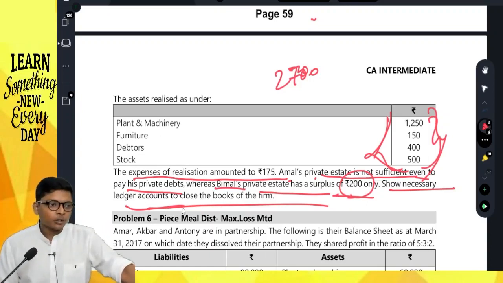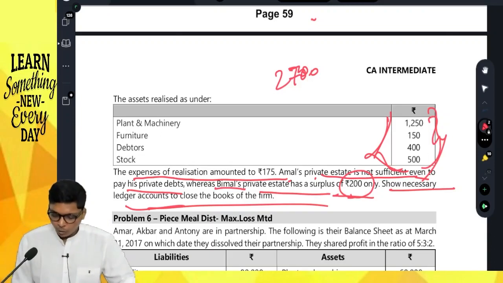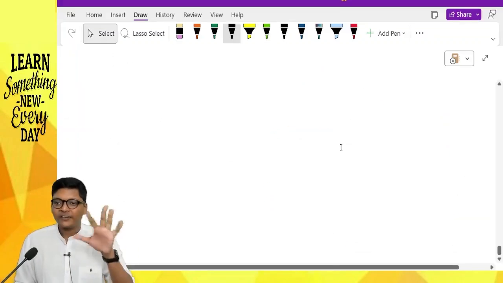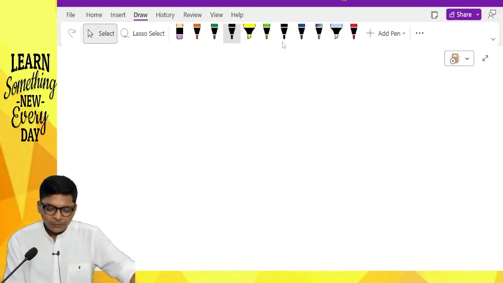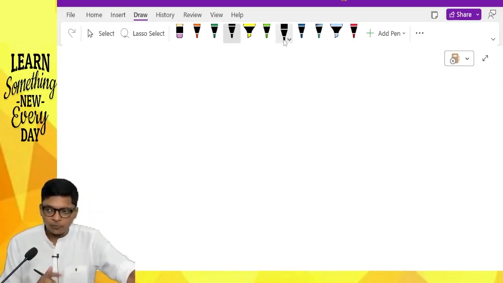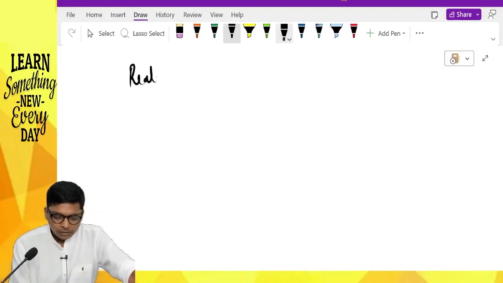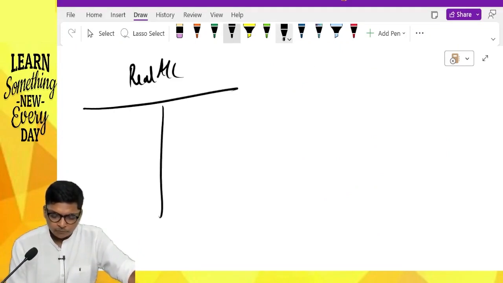So open how many accounts? Open 4 accounts. Actually open 5. I will tell you what's the 5th account. We will open it later, not now. Open 4 for now. Realization account.